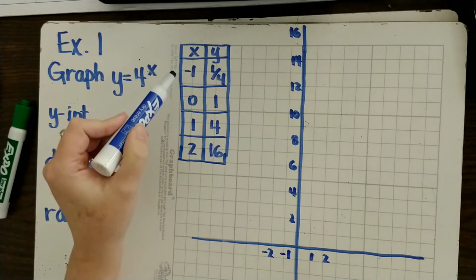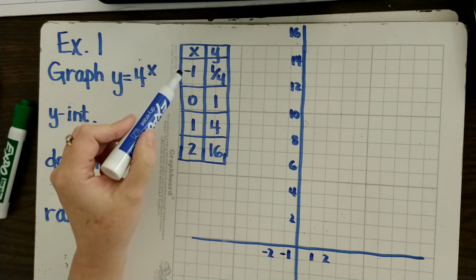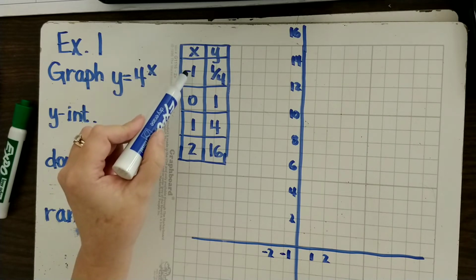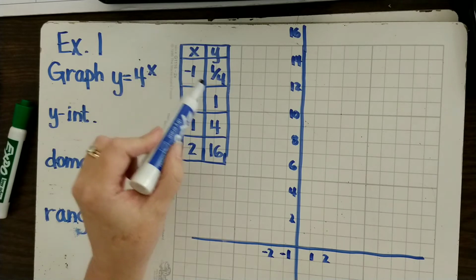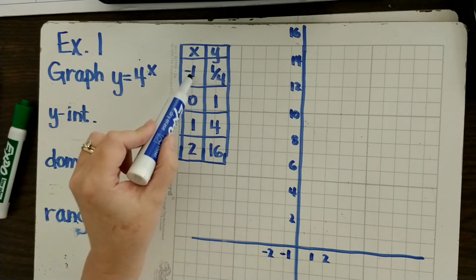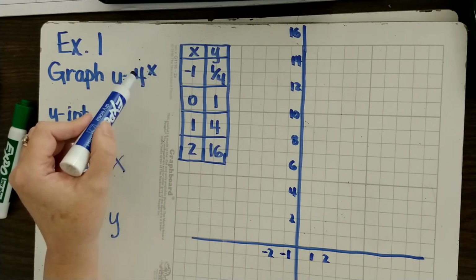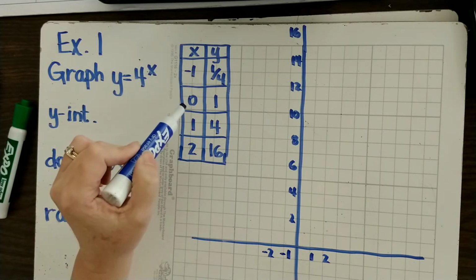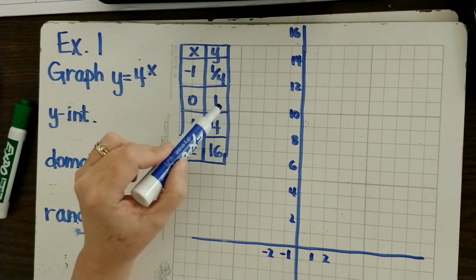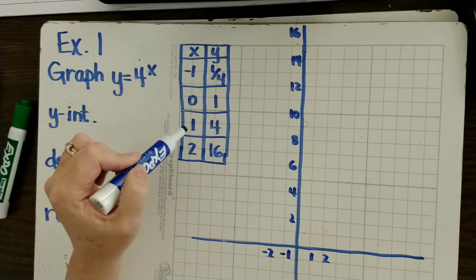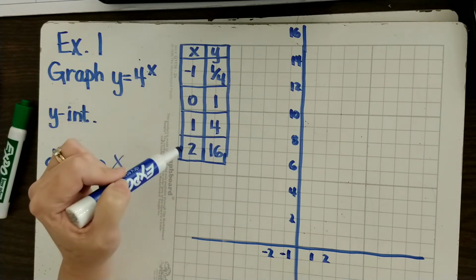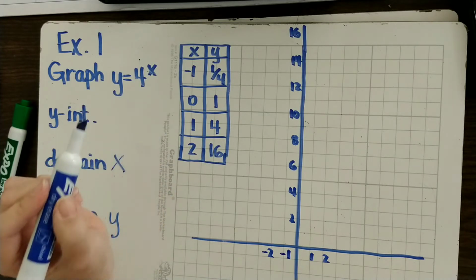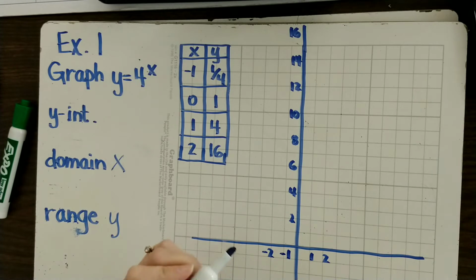It gives us this table in our notes and tells us that when x is -1, y is 1/4. So if you were actually to substitute -1 in for x, you would get 1/4. And in our table, when x is 0, y is 1, and the y value for x equals 1 is 4, and the y value for x equals 2 is 16. So you simply plot these on your graph.